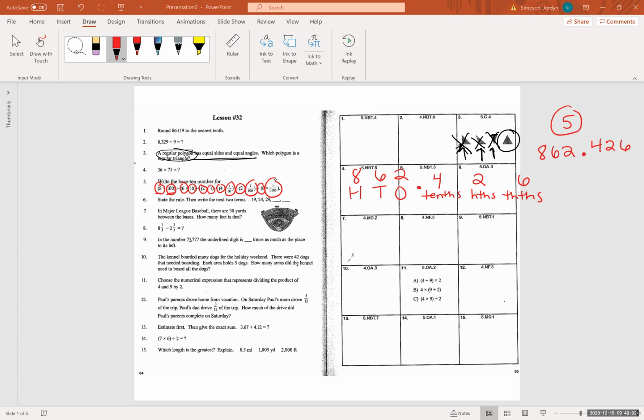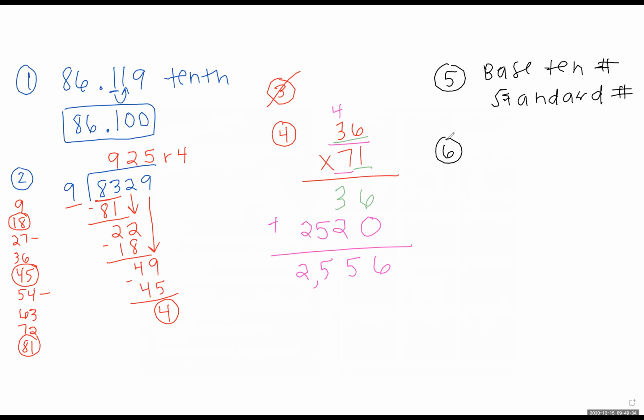All right, let's look at number 6. State the rule, then write the next two terms. We went from 19 to 24 to 29, and then we have to come up with the next two numbers. Going from 19 to 24 to 29, my numbers are getting larger, so I know I'm adding. How much do I add to 19 to get to 24?